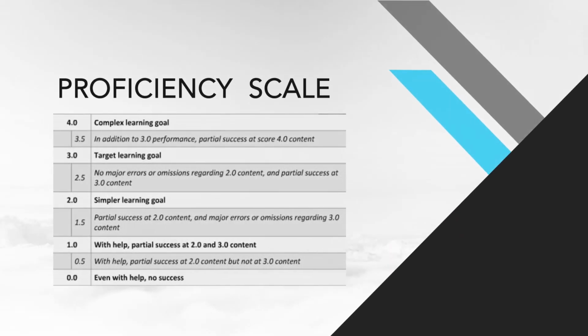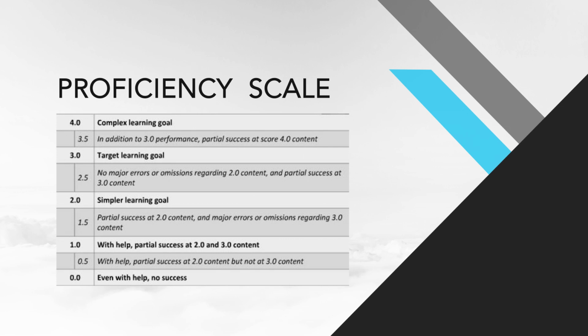Instead of trying to force the 100-point scale, which is punitive, to work, we can drop the 100-point scale and use a proficiency scale instead. So what's a proficiency scale? A proficiency scale has a 4.0, a 3.0, a 2.0, a 1.0, and a 0.0 level.